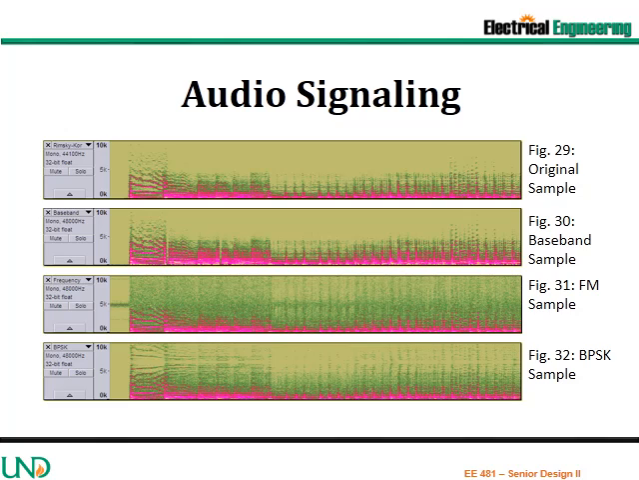The binary phase shift keying mode is also able to transmit audio data. At 3.33 kHz, aliasing occurs due to the low sampling rate.